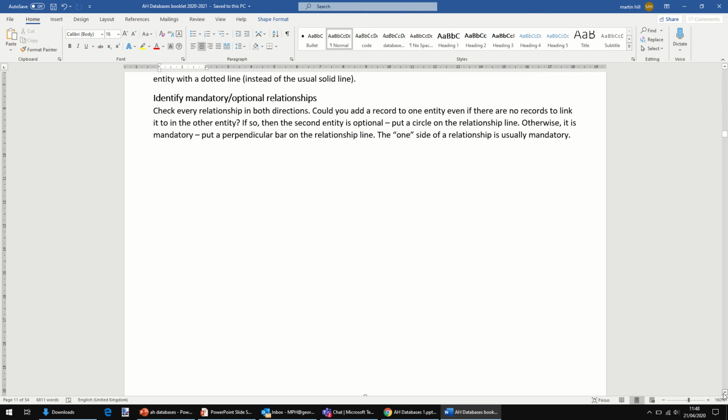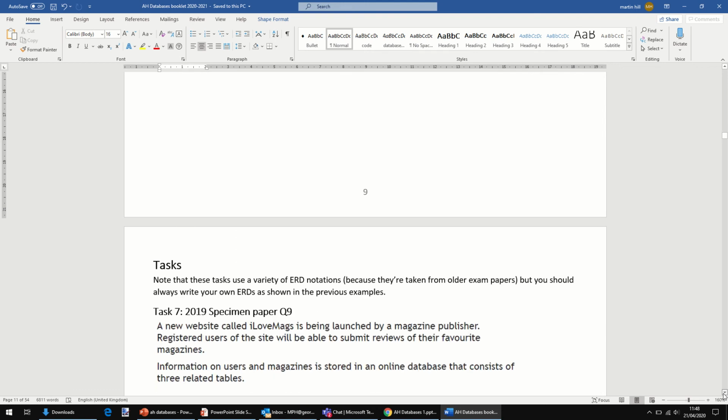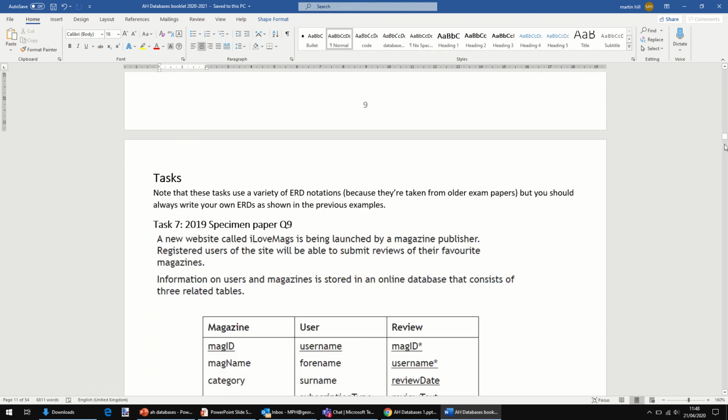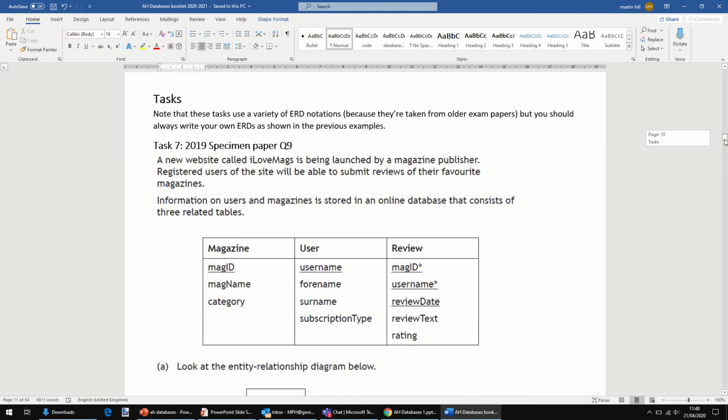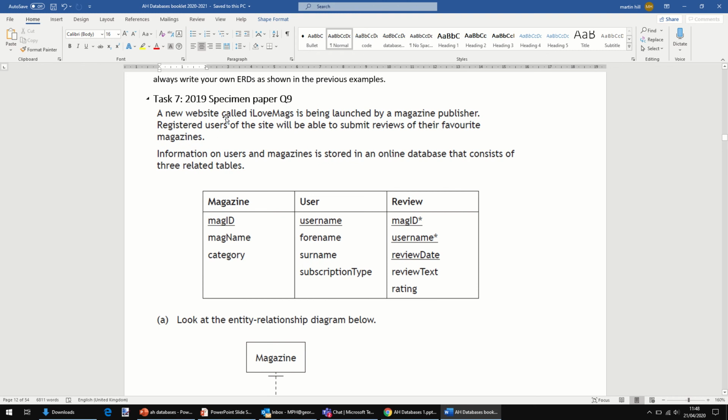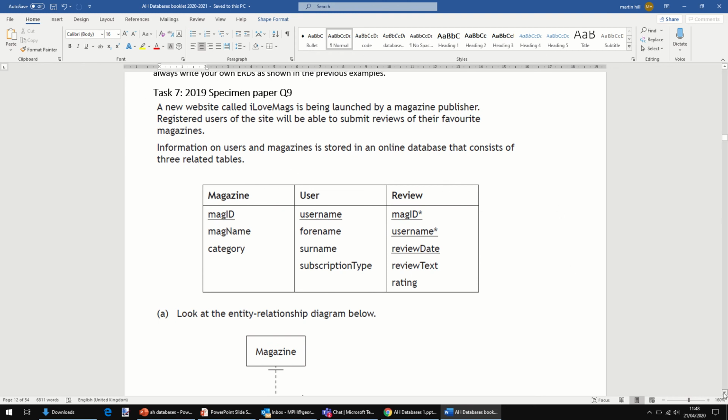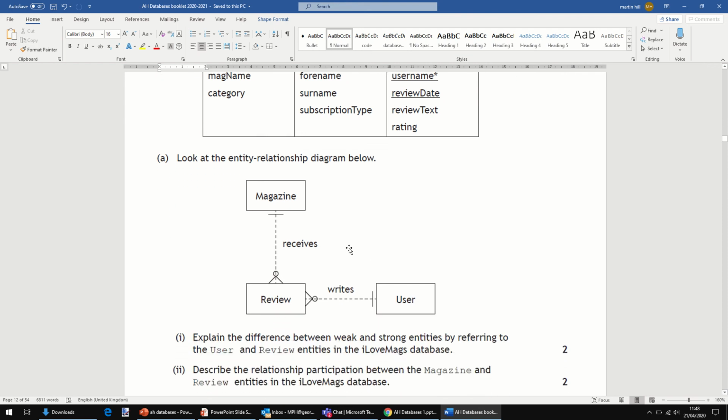I guess a word of warning as you do some of the tasks. Some of them are taken from old papers, and there are various notations used in ER diagrams, all around the world. And SQA have changed their mind about how to do things occasionally. So you will find in anything from the most recent specimen paper, that is how the SQA are going to be doing things. So you can see, like in this first question, they've got the dashed line.